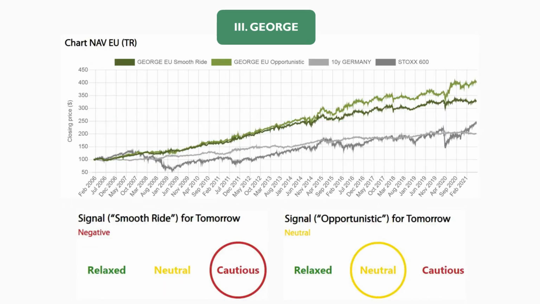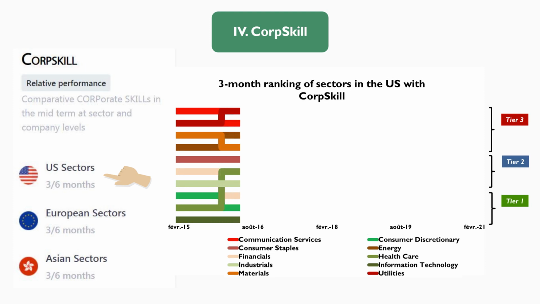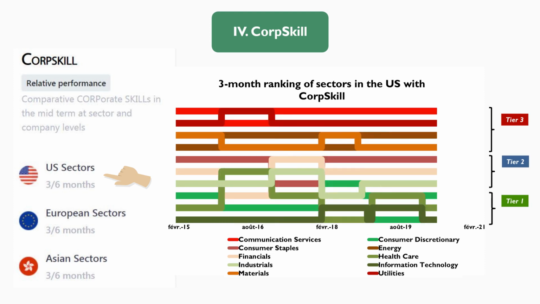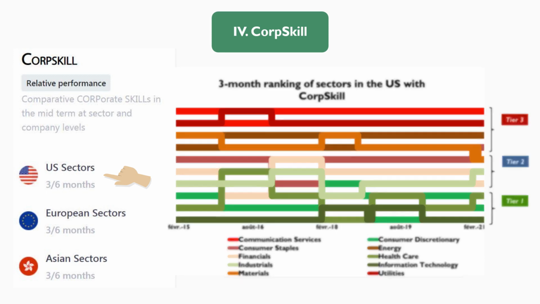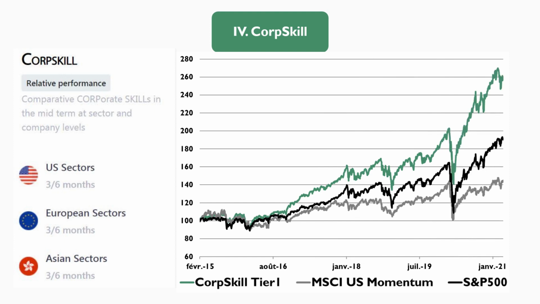Looking at George more specifically, we consider 2 investment profiles in this allocation tool. The smooth ride approach targets a steady investment journey, while the opportunistic one looks to take advantage of market rebounds to generate an attractive performance. In addition to RAM sector's next-day view, CorpSkill provides 3- and 6-month views to capture sector rotations dynamically by building 3-tiered clusters. Looking at the first sector tercile of CorpSkill, which selects dynamically the top 3 sectors, we can see that CorpSkill Tier 1 outperforms the S&P 500 and the MSCI US momentum quite clearly.